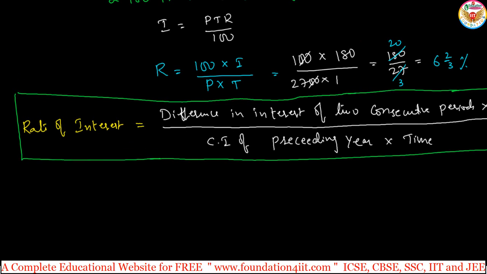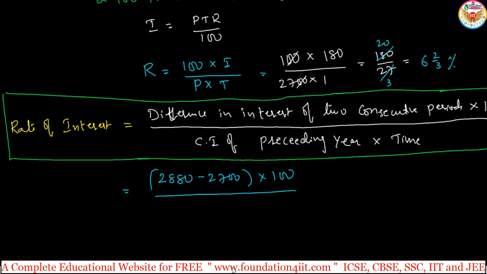Let us apply. We'll get the same as before. So the difference in the interest of two consecutive years is 2880 minus 2700, the difference between them, into 100 divided by the compound interest of the preceding year. Preceding is 2700, into time is 1 year, percentage. If we calculate, we will get the same, 6 2 by 3 percentage.